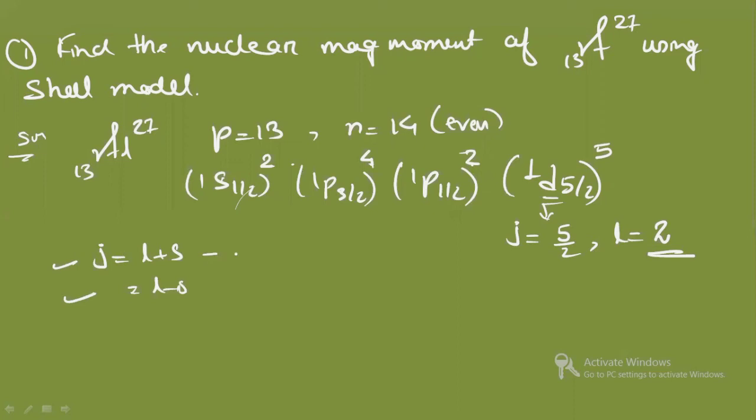All right. So you see here L is what? 2. All right. And S is what? Half. So if you see here it is 5 by 2. So it will be what? J is what? L plus S.